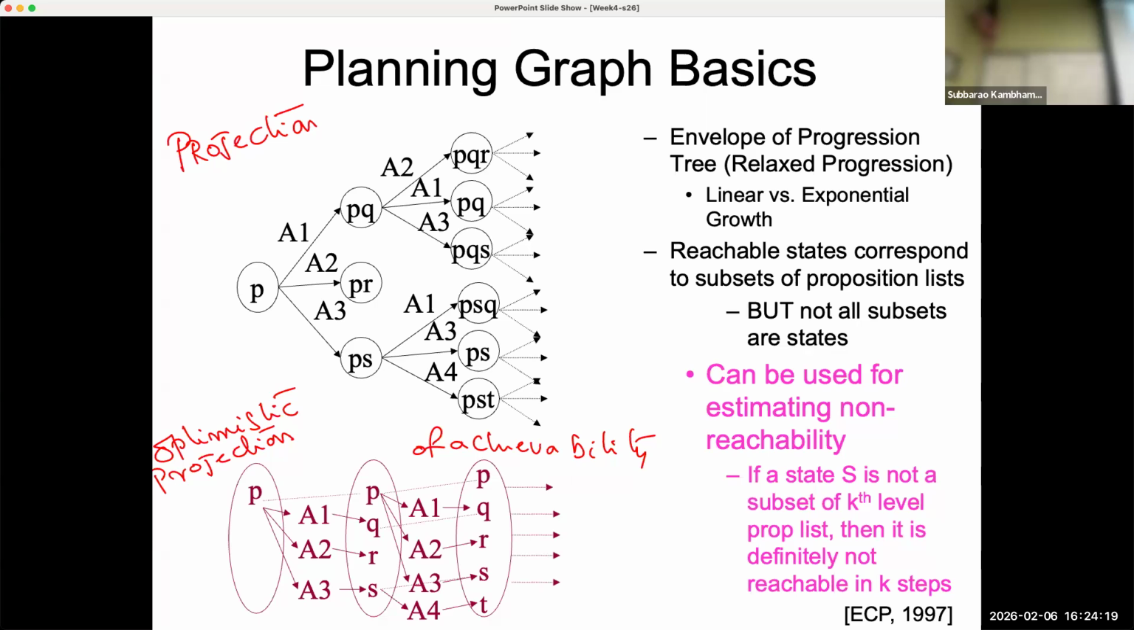So if R and S and T are present here once, they will again be present here. They will again be present here. And so if you can't get a plan here, maybe you can get a plan from here. Maybe you can get a plan from here. This is the original idea of the planning graph. It's called the graph plan algorithm that basically came up with this idea of generating plans.